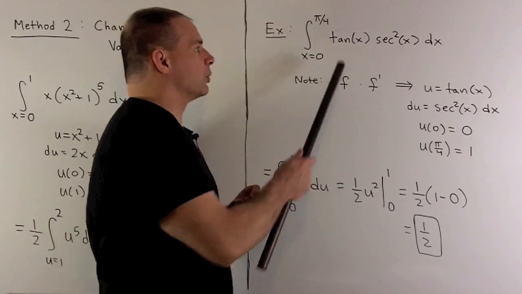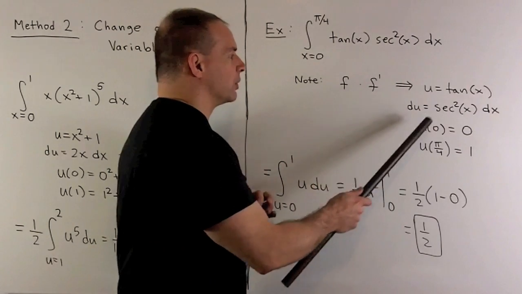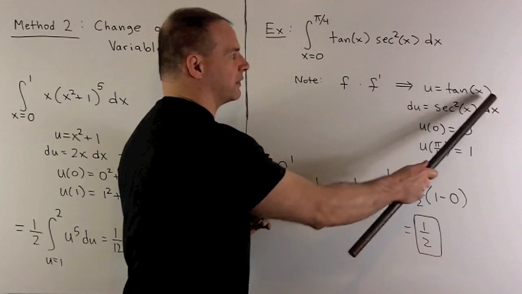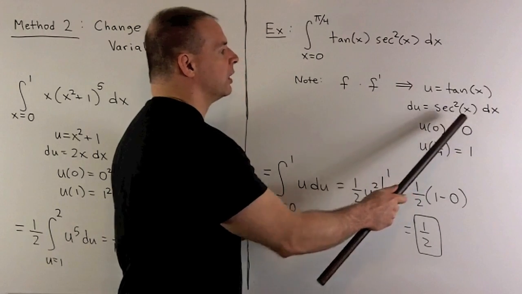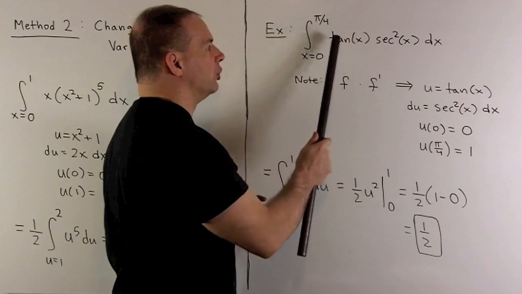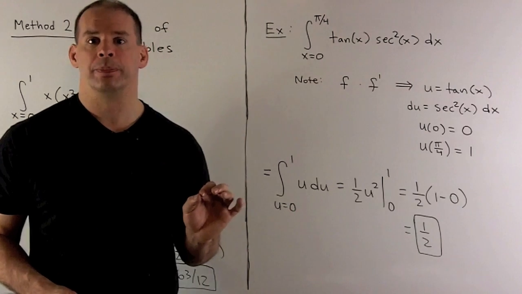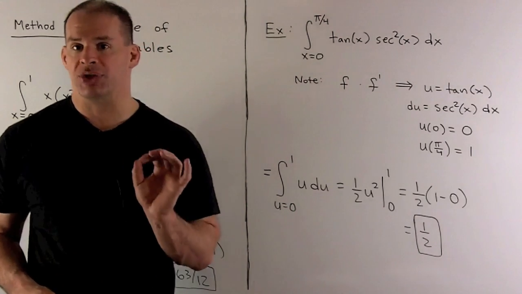So I'm going to let u be equal to tan of x. Then du is equal to secant squared dx, since the derivative of tangent is secant squared. So you'll note this last part here is just du. So I really have u du when we do our substitution. We change our limits over.